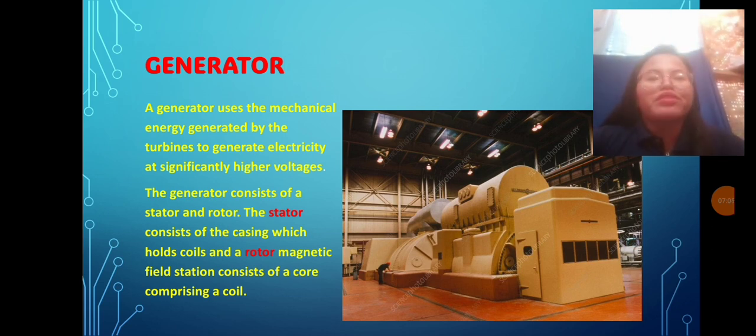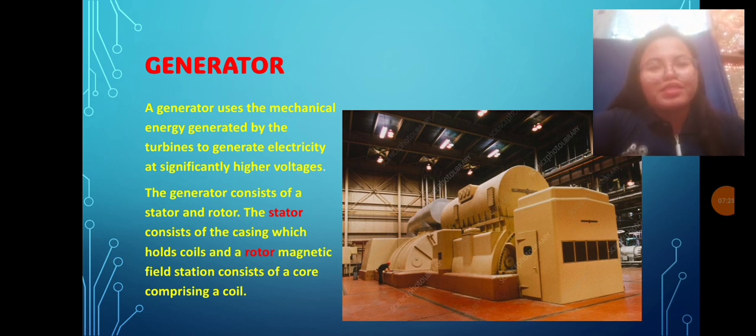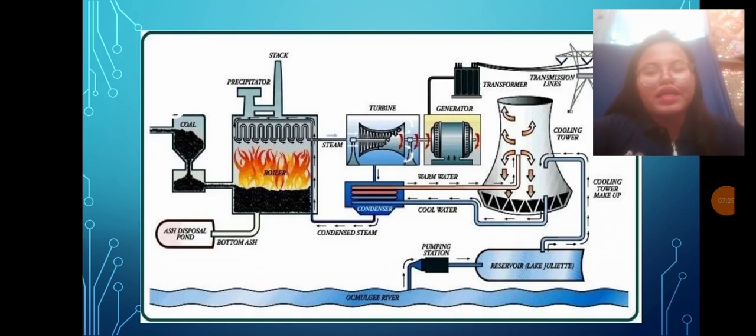A generator consists of a stator and rotor. The stator consists of the casing which holds coils, and the rotor, the magnetic field station, consists of a core comprising a coil. The generator converts mechanical force into electrical energy through the principle of magnetic induction.